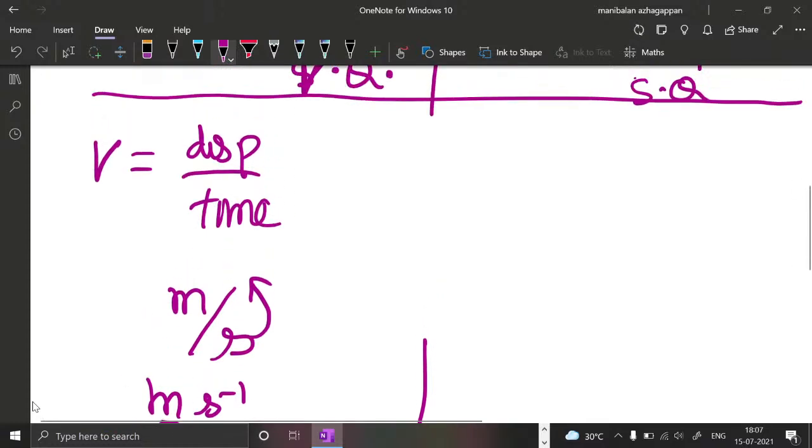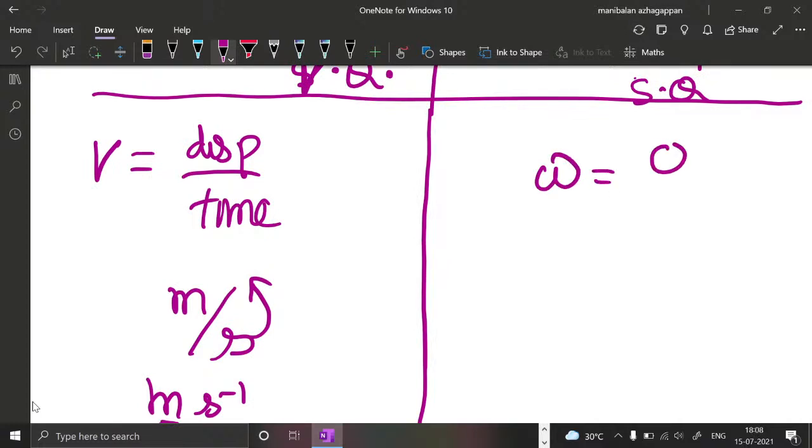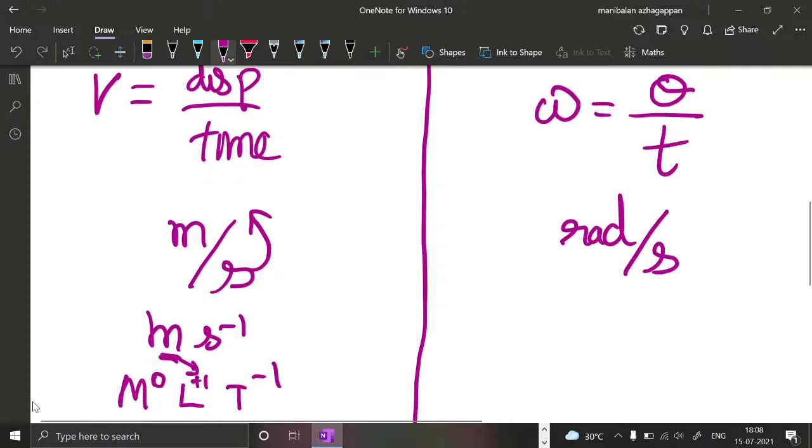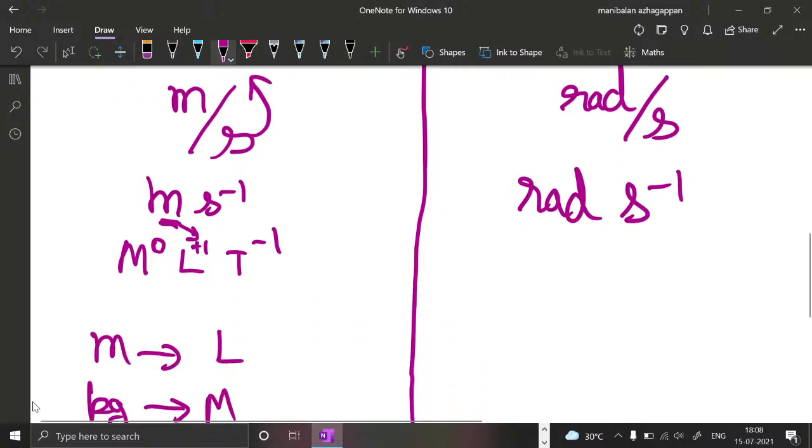Same formula for rotational motion. Omega we take as angular velocity. Angular velocity is angular displacement by time. Angular displacement is in radians, time is in seconds. From the denominator, taking second to the numerator, radian second power minus 1. Dimensional formula: mass is not there, length is not there, only time is there, T power minus 1.